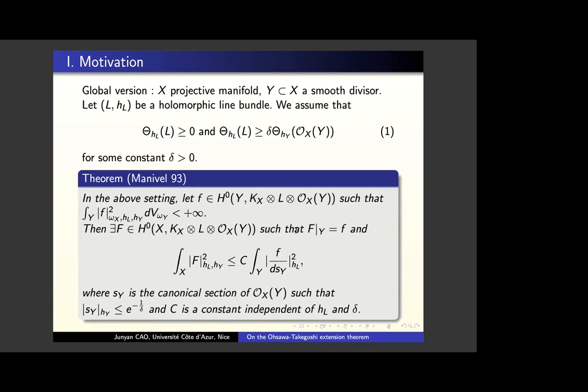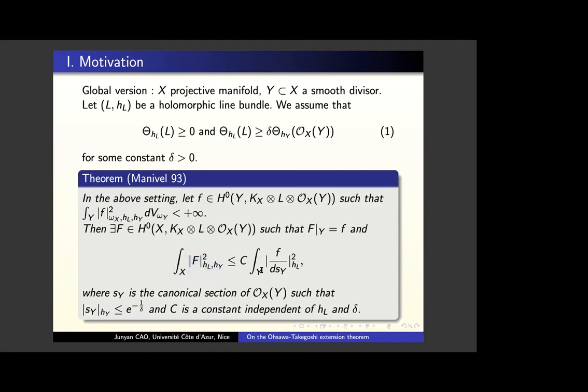In this case we can find an extension such that its L2 norm is controlled by a constant times this L2 norm. Here I would like to explain a little bit of notation. For the F here, it takes values in K_X plus L plus Y. So once we evaluate it with respect to the metrics h_L and h_Y, we know that this term is a volume form. So the integral is well defined.